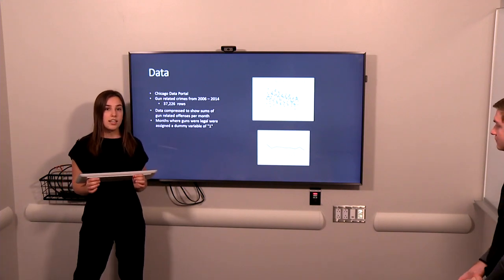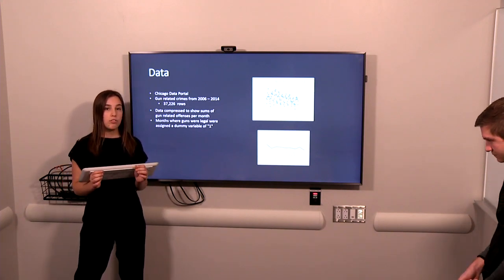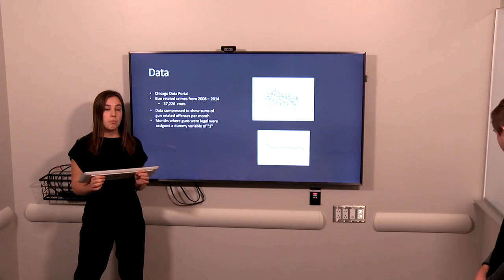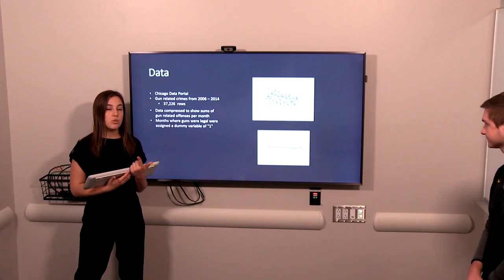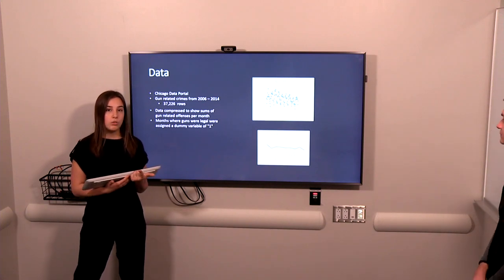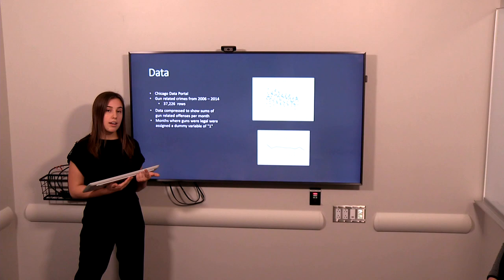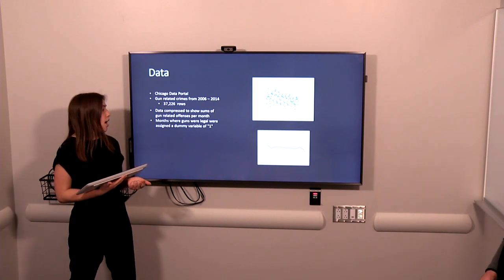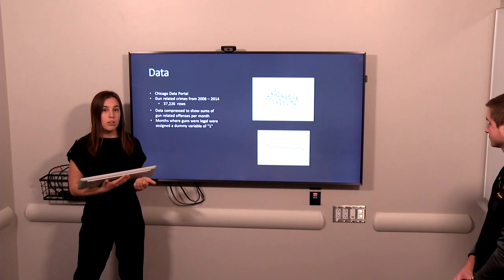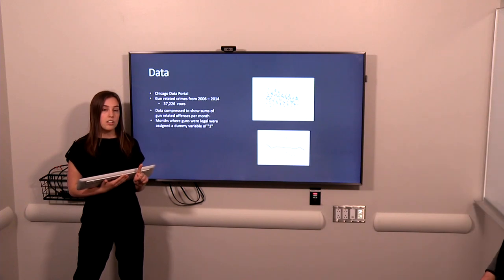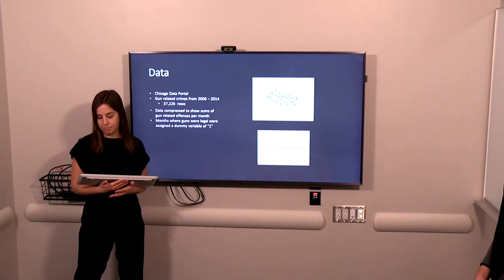And how we did this is in the Chicago data portal for each month, we entered in the description aggravated handgun and aggravated other firearm, and those are the two variables that we use to determine the amount of gun-related crimes that occurred in Chicago. And the months where guns were legal, we inserted a dummy variable and we put a 1 next to those, and in the months that they were not legal, we put a 0 next to them in the Excel spreadsheet.